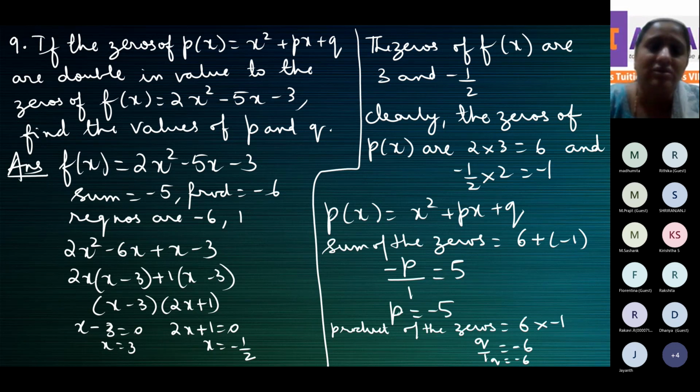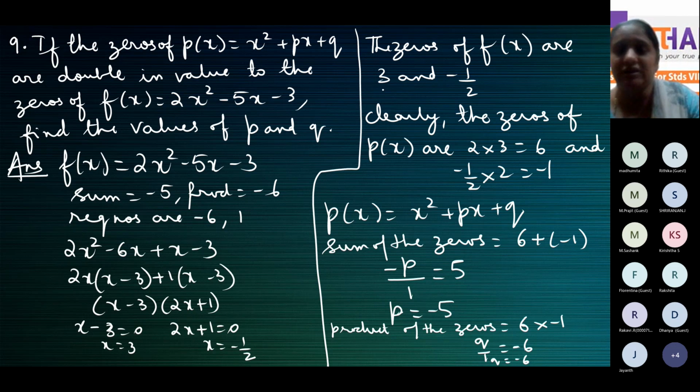Now what is given in the question? If 3 and minus 1 by 2 are the zeros of f of x, then for p of x, it will be double that. So 3 into 2 is 6, and minus 1 by 2 into 2 is minus 1. We found the zeros of f of x and doubled them to get the zeros of p of x. With the help of the zeros, we can find the values of p and q.